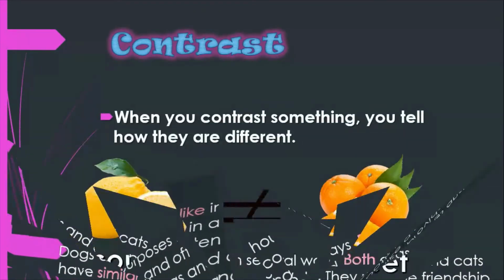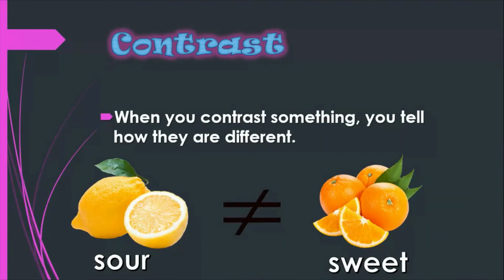Now we are going to look at the term contrast. So when we compare and contrast, we're actually looking to tell how they are different. Okay, so I'm going to go back to my lime and my orange, and I'm going to say that limes are sour while oranges are sweet. Right? So you see, I'm looking at how they are different, no longer the same. Okay, and you can notice my unequal sign right there in the middle of both of them.